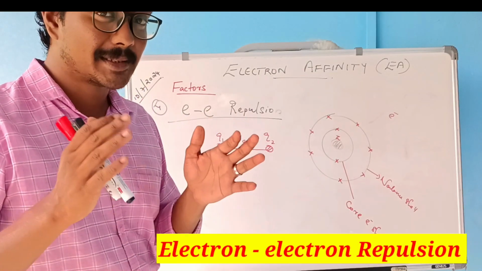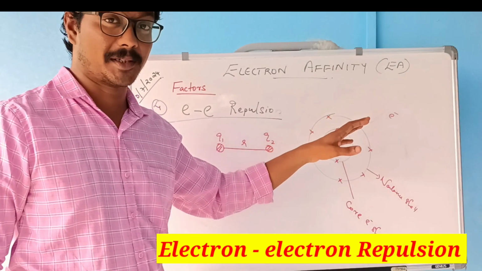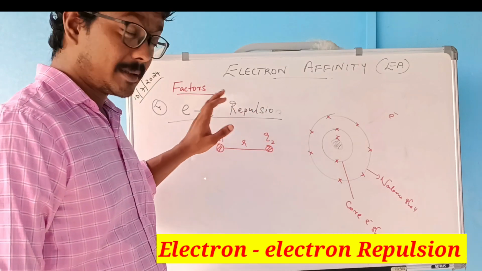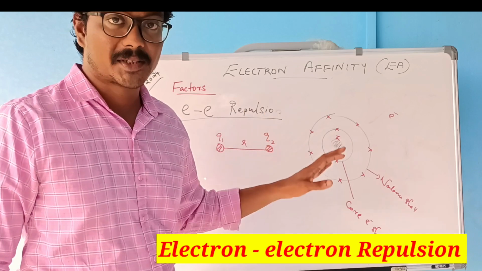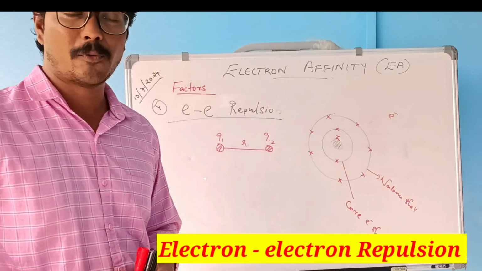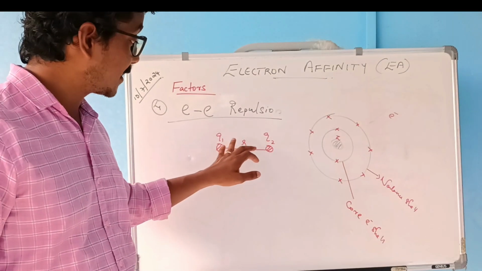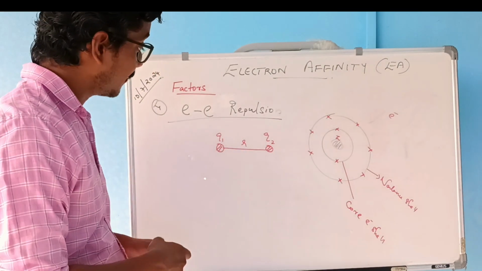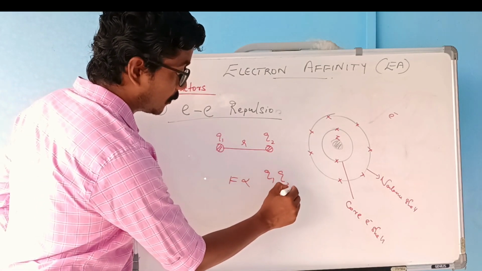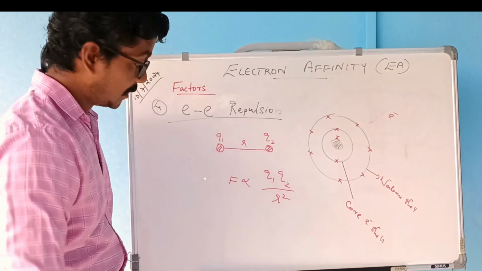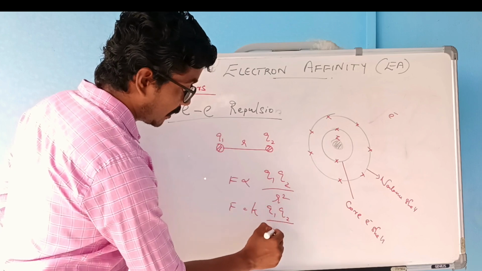The fourth factor is electron-electron repulsion, which is very important in determining the electron affinity of an element in the periodic table. The trend of electron repulsion is not general, but in every case, electron-electron repulsion exists. According to Coulomb's law of force of attraction, when two charges are a distance r apart, the force of attraction between these charges is proportional to the magnitudes q1 and q2 of the charges divided by r squared. So this is equal to k q1 q2 divided by r squared.